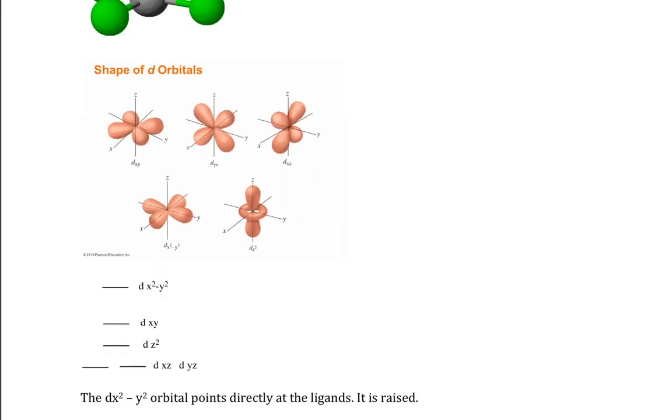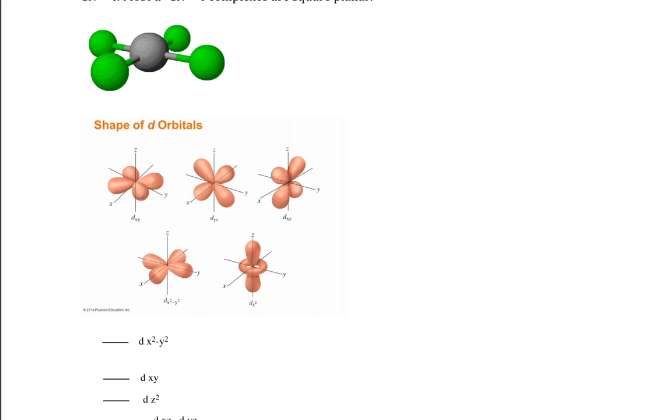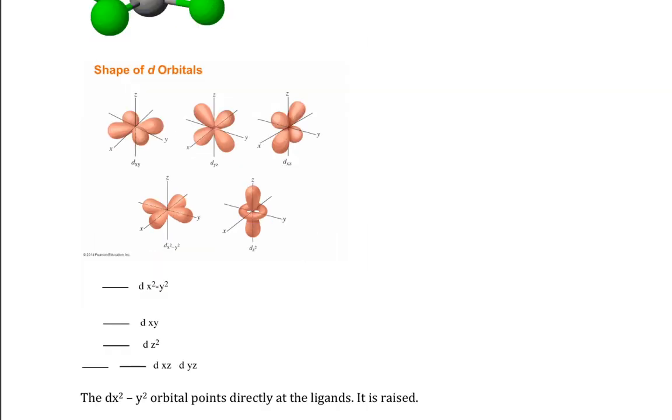position. And then the next most affected one is going to be the dxy one, because that also has lobes right there in that same plane. And the next most affected is the dz squared one, because it does have that one portion, that circular portion that's in the xy plane. And then the last two with lobes on other planes, those are the least affected. Okay, so that's the energy level diagram for the square planar.